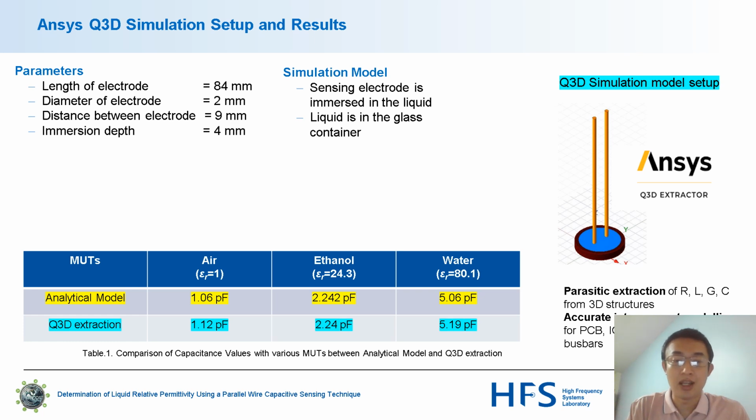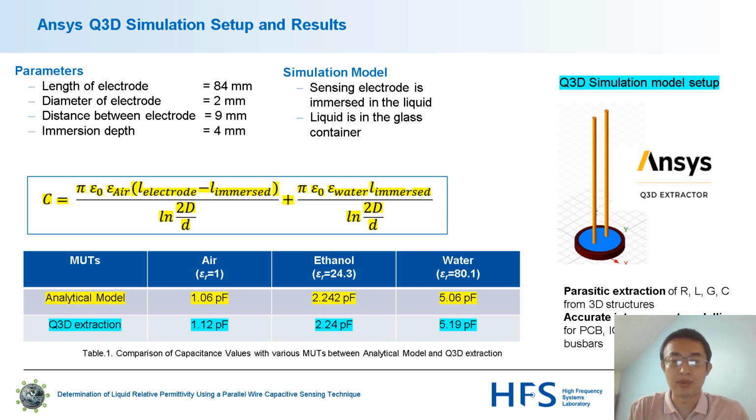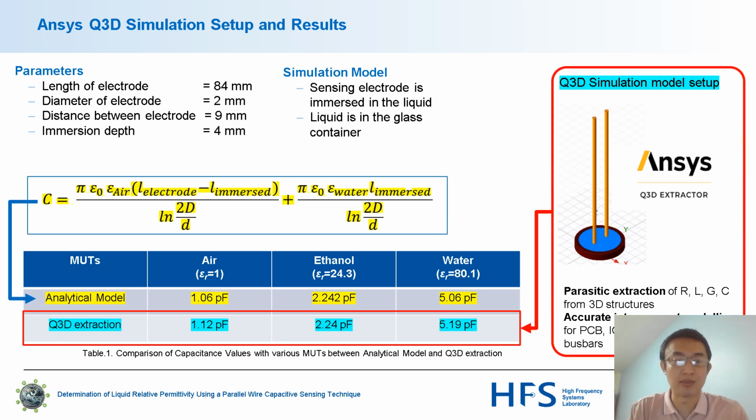And we use air, ethanol, and water as different MUTs. And this table shows the comparison between the analytical model and the Q3D extraction. Here you can see the two values show good agreement with small differences.